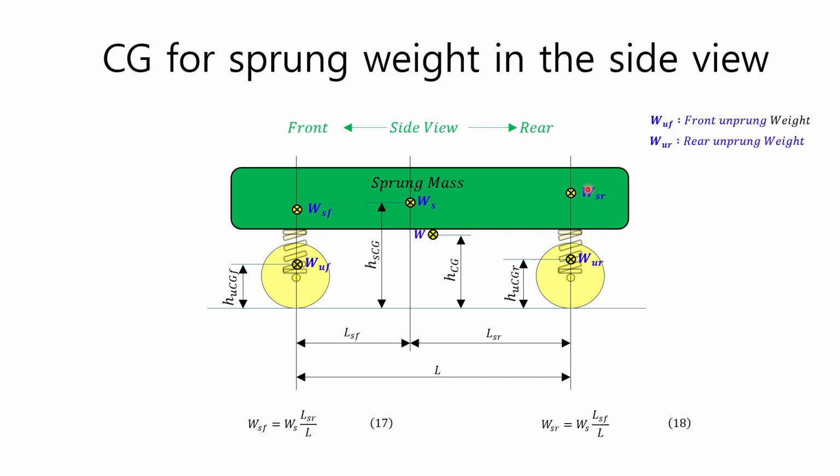From the moment equilibrium, the sprung weight WSF acting on the front axle can be expressed as equation 17 using the sprung weight WS, the distance from the sprung center of gravity to the rear axle LSR, and the wheelbase L, and, similarly, the sprung weight WSR acting on the rear axle can be expressed as equation 18 using the sprung weight WS, the distance from the sprung center of gravity to the front axle LSF, and the wheelbase L.